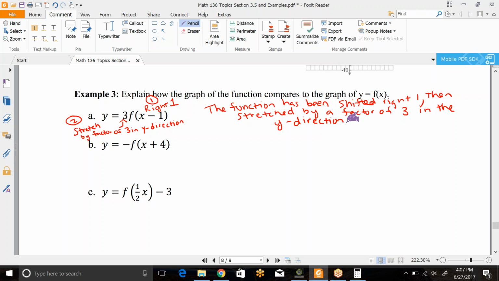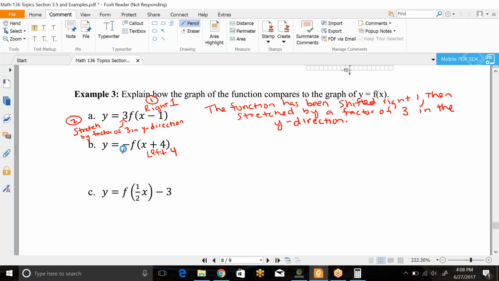Sorry for my chicken scratch. Okay, so let's look at the next one. There's a plus 4 inside, which means we're going to do the opposite of what we see there since it's inside, so that's going to be left 4. And then there's this negative out front, which is going to be a reflection over the x-axis.